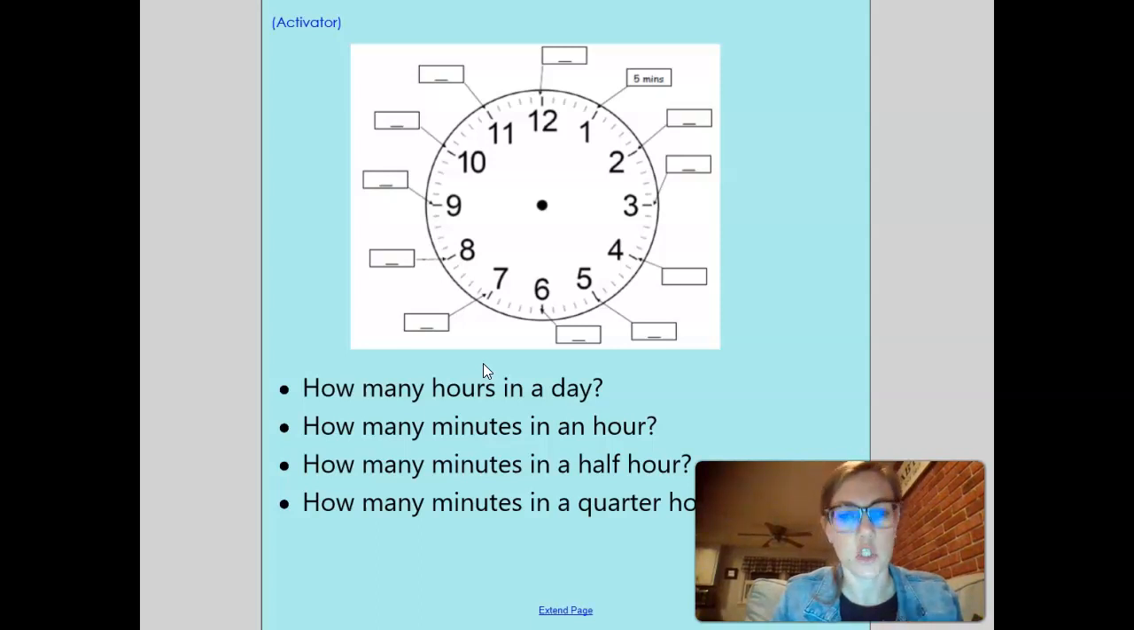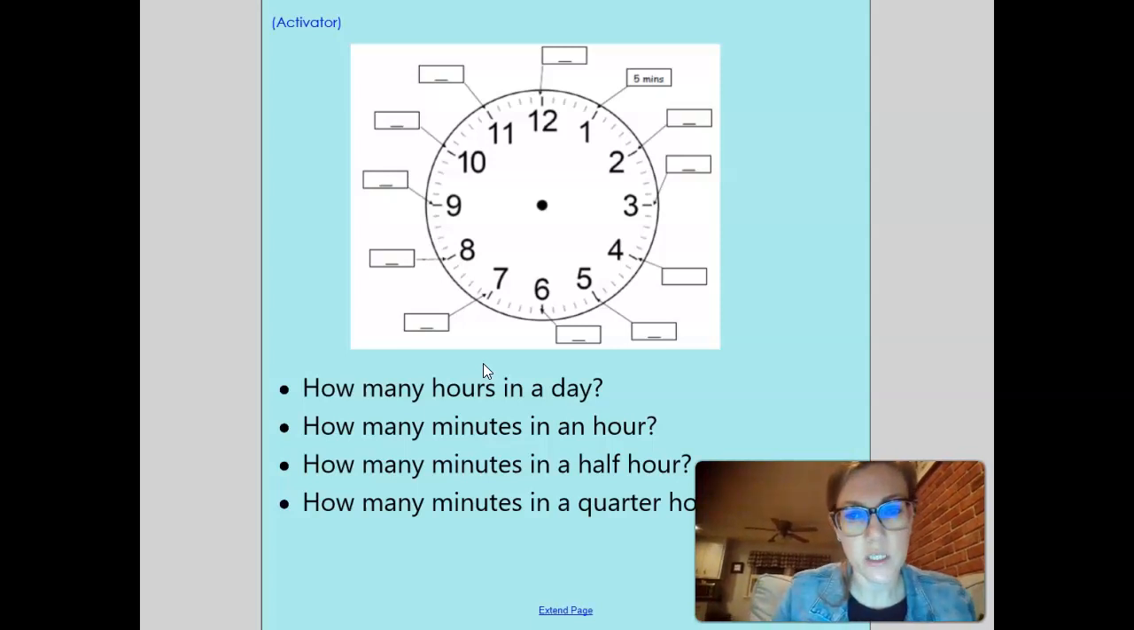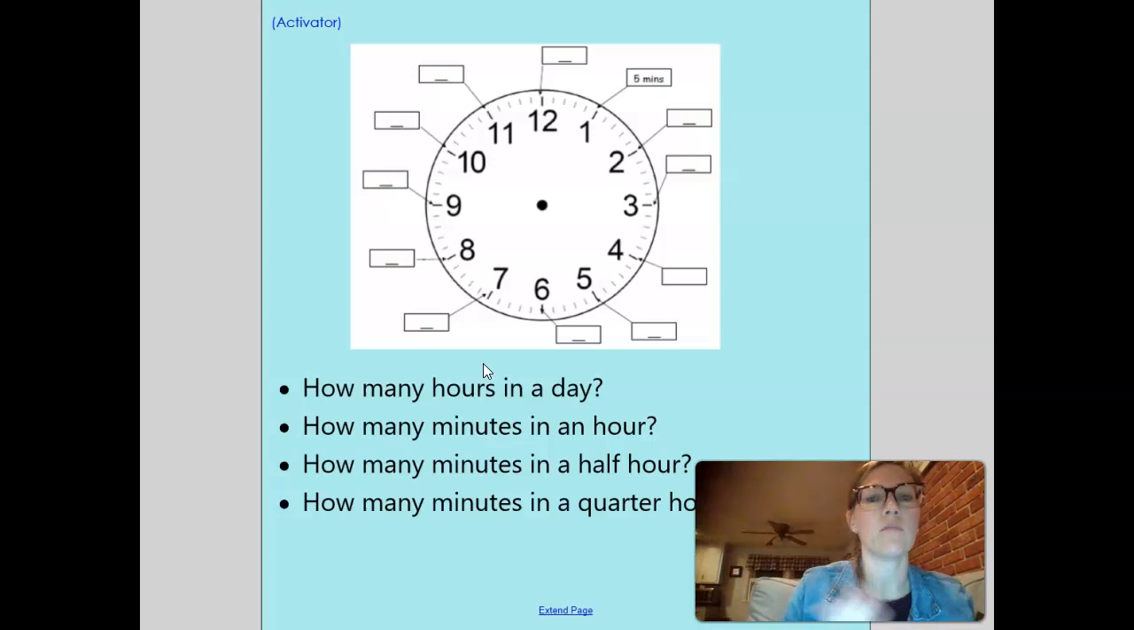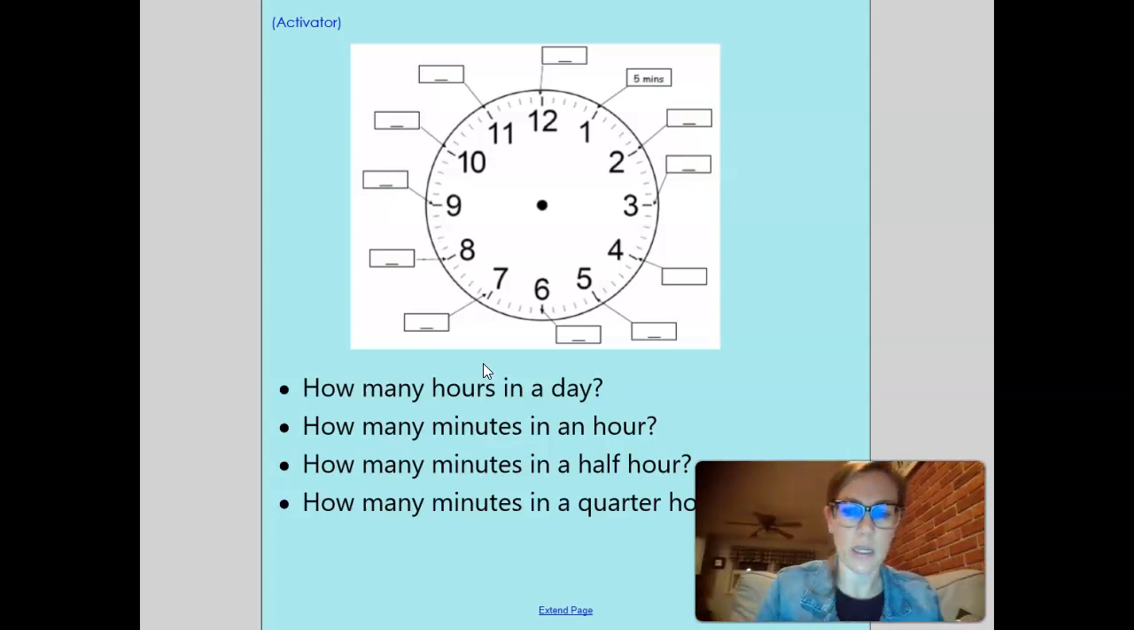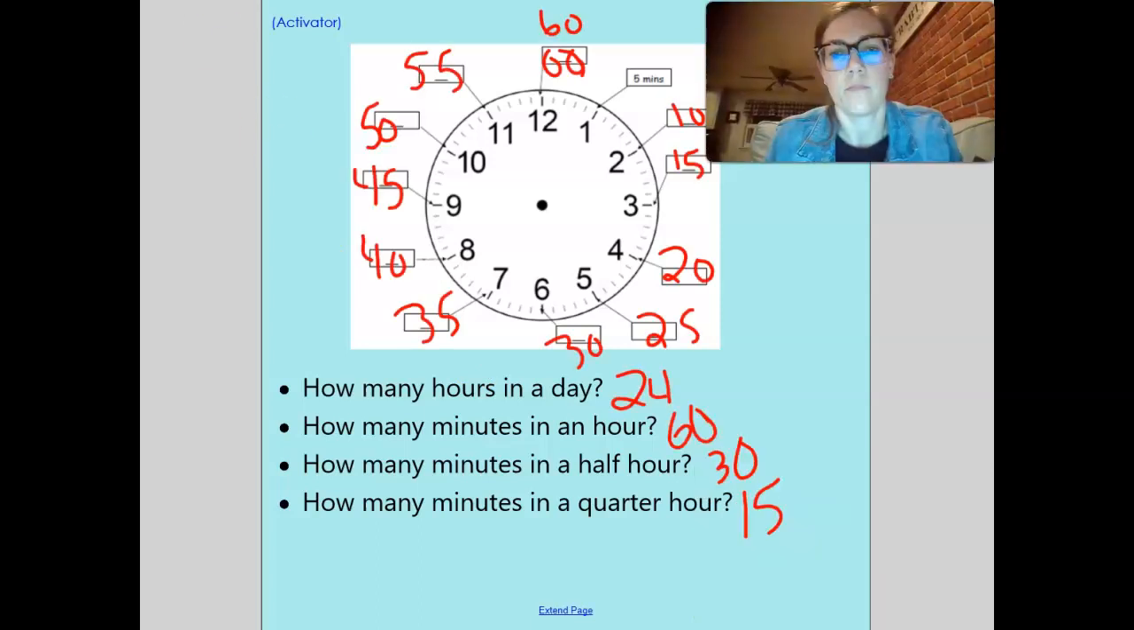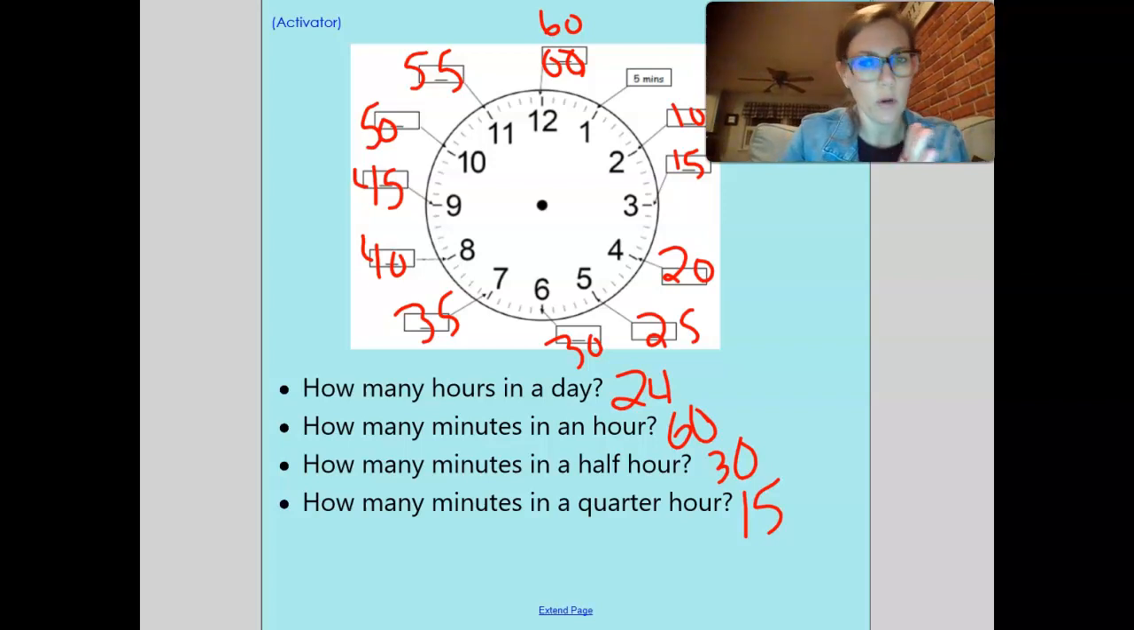Today's lesson, to start, you should have this clock piece of paper in front of you. This is an activator, but use this as you go through the lesson and reflect and look at it so that the numbers can help you to make your conversions later on in the lesson. So first of all, press pause on the screen and take a moment to fill out as much as you can on your worksheet. Once you've filled it out, then press play and check in and see if your answers are correct.